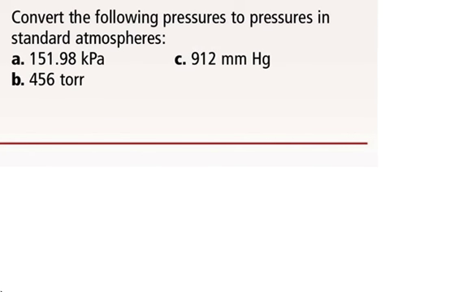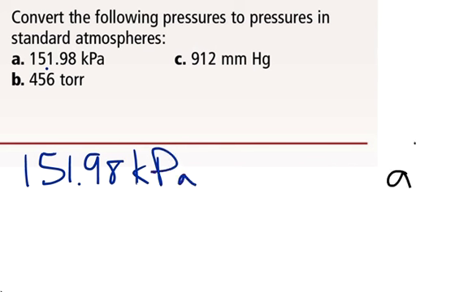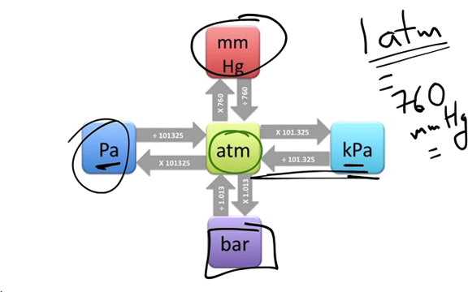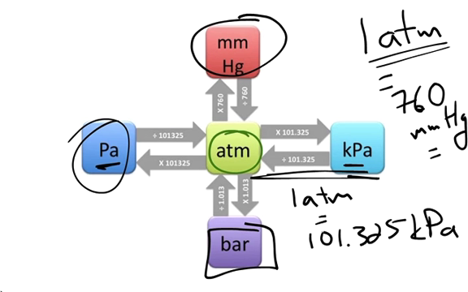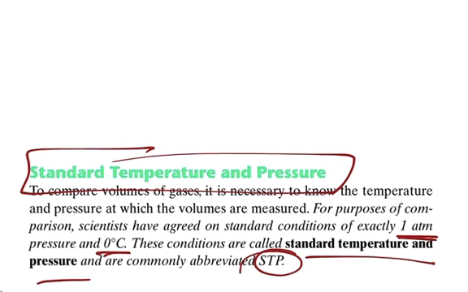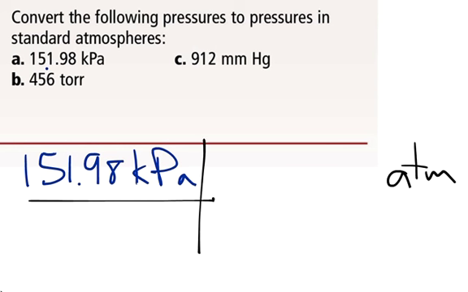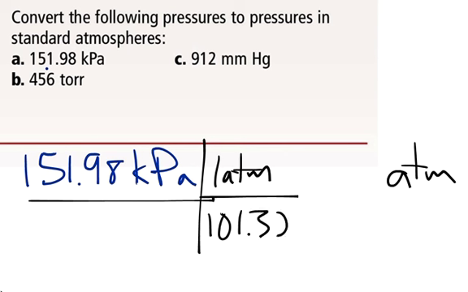So we have 151.9 kilopascals, and we want to convert all of these into atmospheres. I'm going to go back and look at that chart, and it says the relation between kilopascals and atmospheres is that 1 atmosphere is equal to 101.325 kilopascals. So that's the number I'm going to use as a conversion factor. It's always 1 atmosphere with these. So 1 atmosphere on top is 101.325 kPa, kilopascals, and there's my conversion. I have it set up.